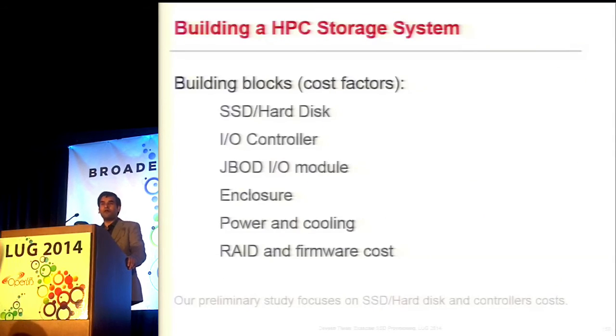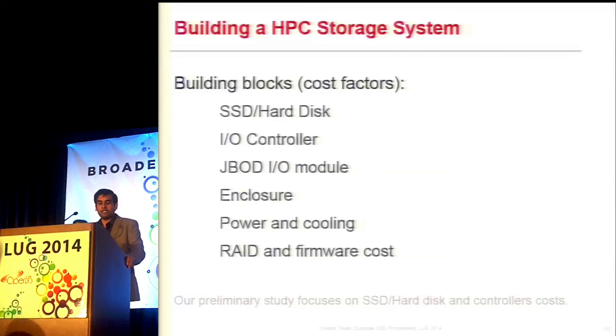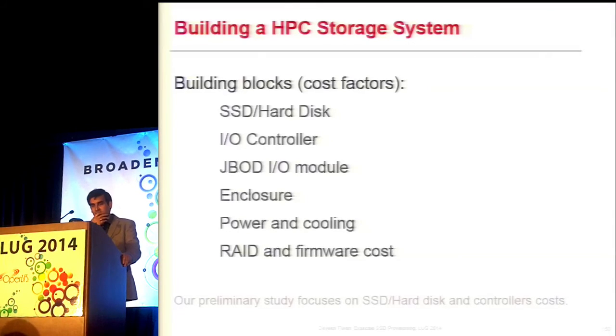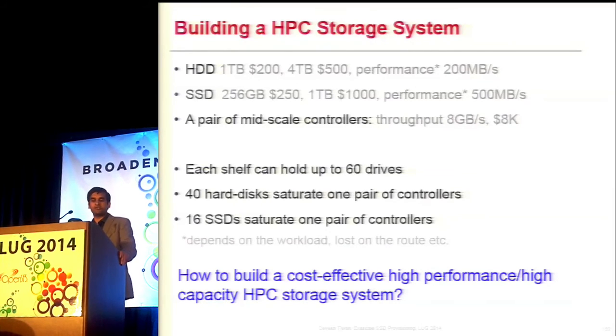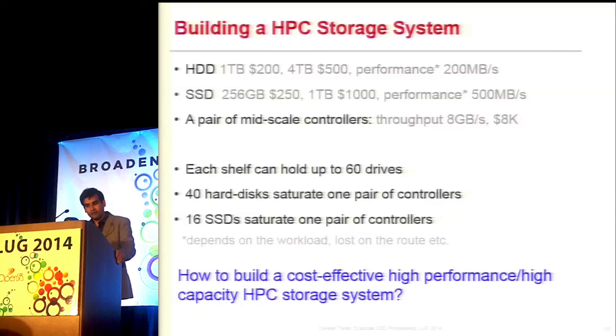So how do you build a whole storage system? It's very complex to account for everything: I/O controllers, JBOD I/O modules, enclosures, power and cooling, RAID and firmware cost. So I'm just going to focus on hard disk and SSD cost and I/O controllers, just for simplicity. And I have tried to give the hard drive as much advantage as possible. So let's say 4 terabytes, $500, performance is 200 megabytes per second, and SSD is 500 megabytes per second.